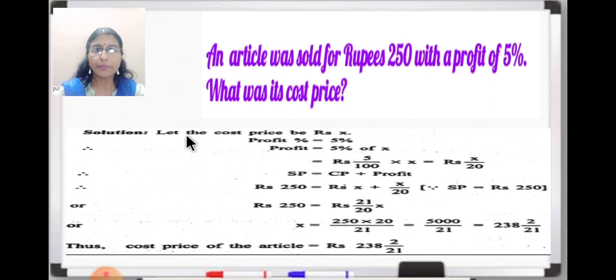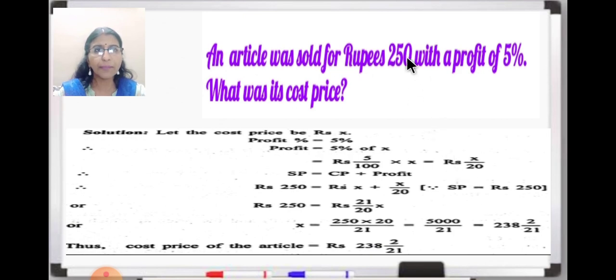First, because we have to find the cost price, we have to assign a variable for it. So let the cost price be X. Then profit percent is given as 5%. If profit percent is given, we can easily find the profit. Profit will be on CP, that is 5% of CP, and CP is X. 5% of X is equal to rupees 5 upon 100 into X. When you reduce this, you will get X upon 20. So that is equal to rupees X upon 20.